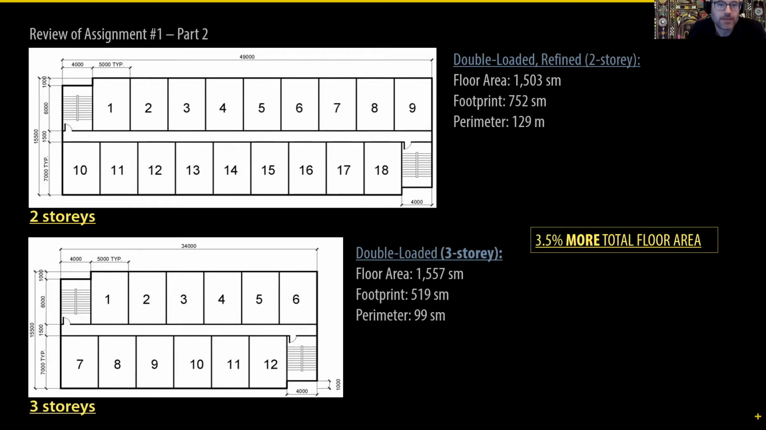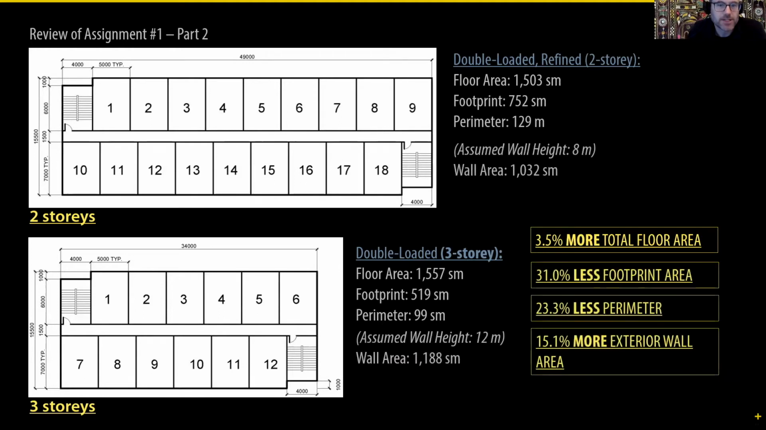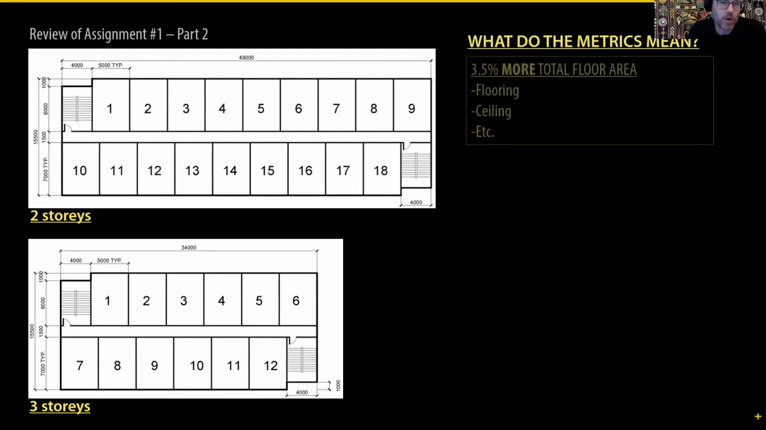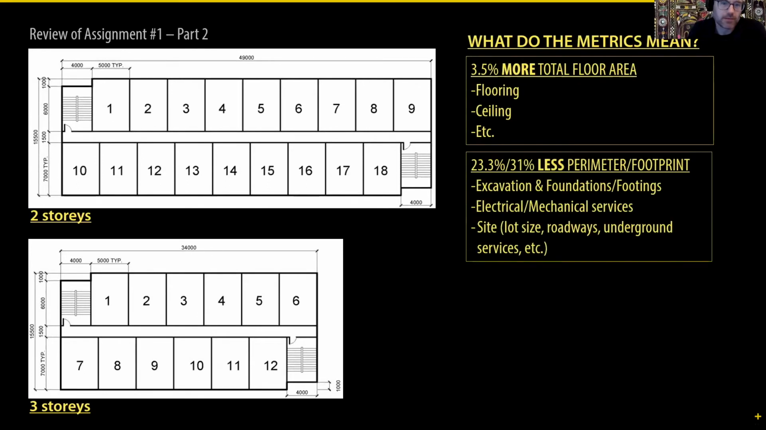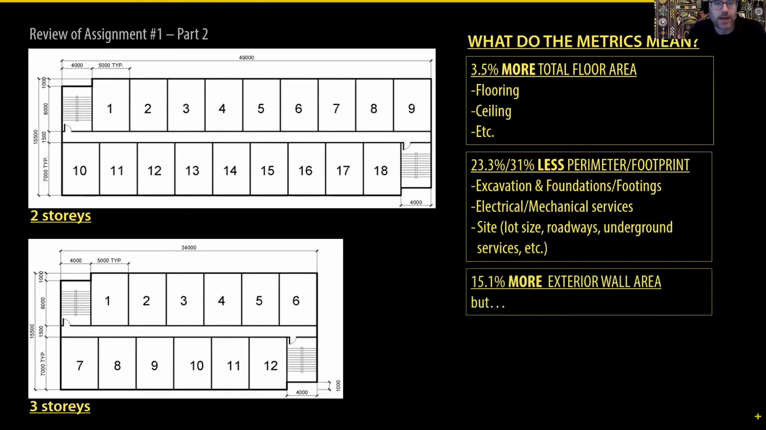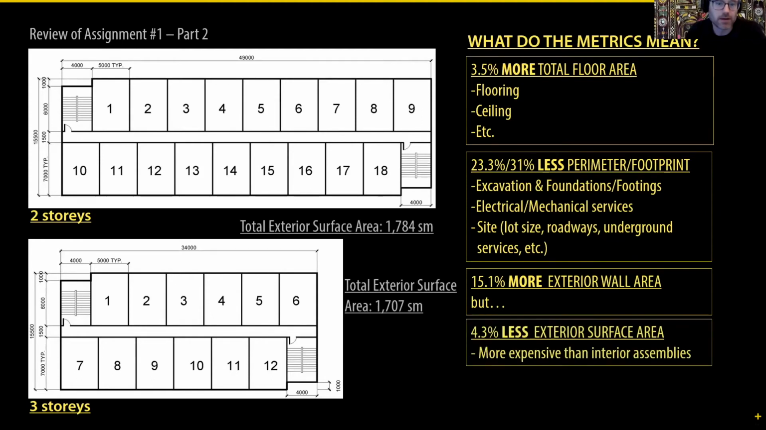And then we look at how these different configurations for the same program of 18 units impact things like the perimeter, the footprint area, the exterior wall area, and look at what each of the components add up to. Some of these components are more expensive. Concrete is more expensive, let's say, than siding. So we look at different variables and different impacts of how we manipulate the same program in a different way to save or spend more money on different components.